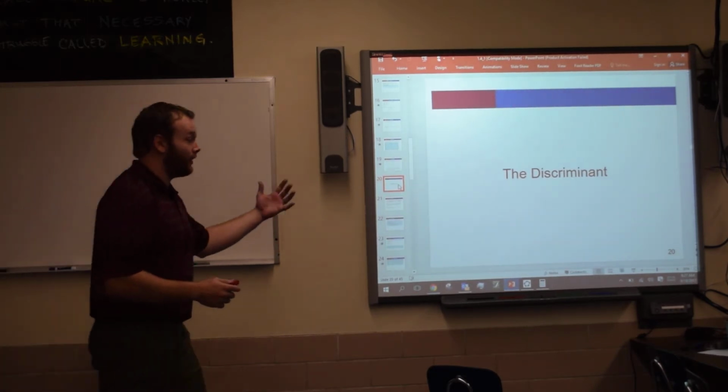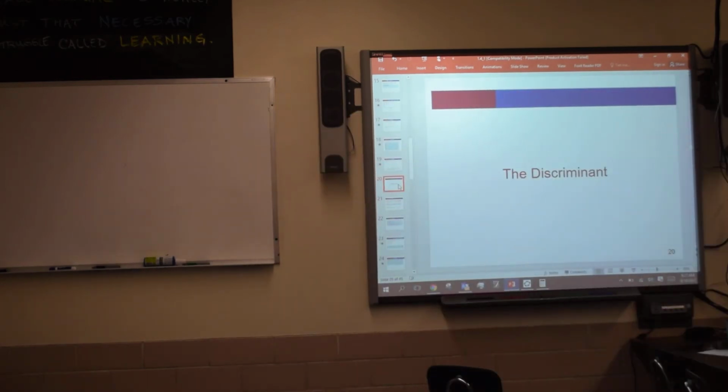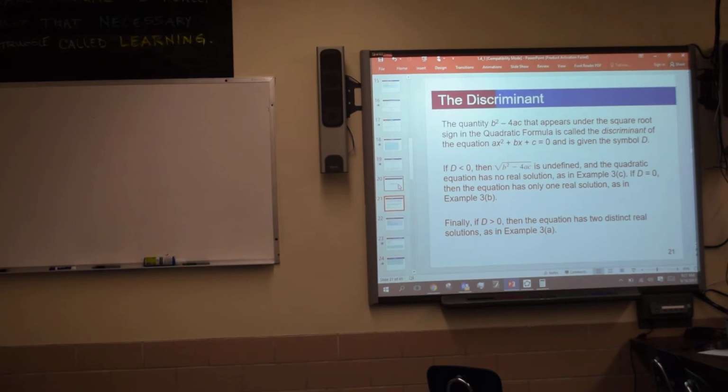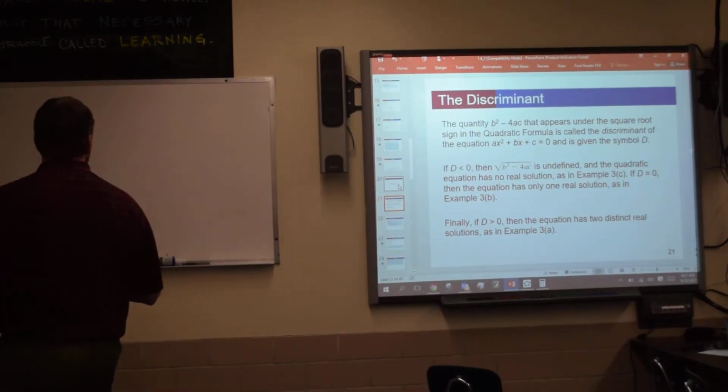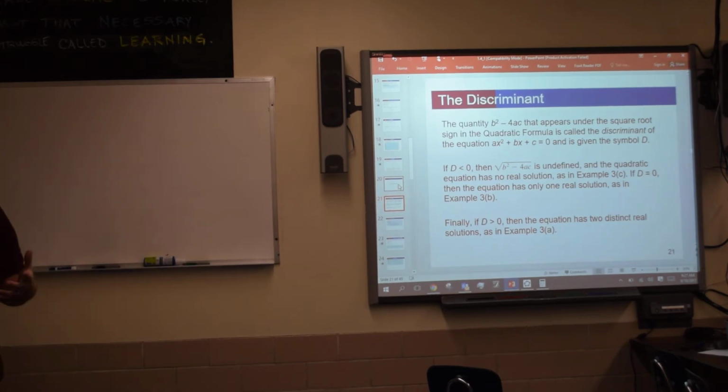Okay? So, algebraically here, the discriminant is going to allow us to recognize the types of solutions that we have for a quadratic equation. Okay? Understand every quadratic equation graphically is going to be what type of shape?